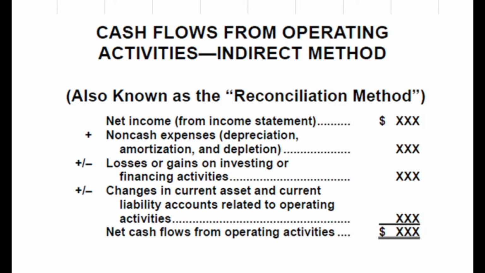Next, we have to look at gain or loss on sale of fixed assets. So plus or minus gains or losses on investing or financing activities, for example, gain or loss on sale of fixed asset. It is true that a sale of asset is an investing activity. However, since the gain or loss has been reported on the income statement affecting net income, on the statement of cash flows, the adjustment to net income for a gain would be deducted from net income. On the statement of cash flow, the adjustment to net income for a loss is added to net income.